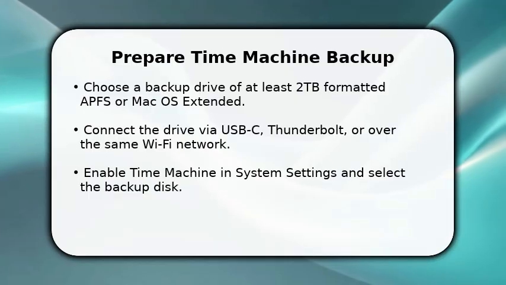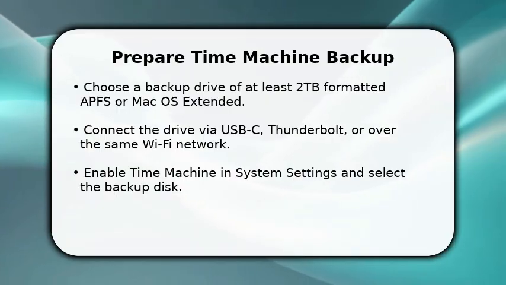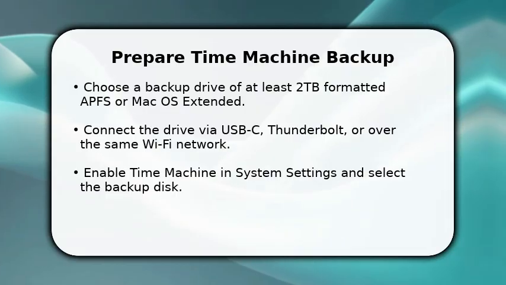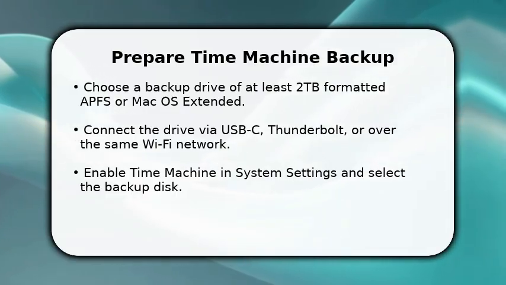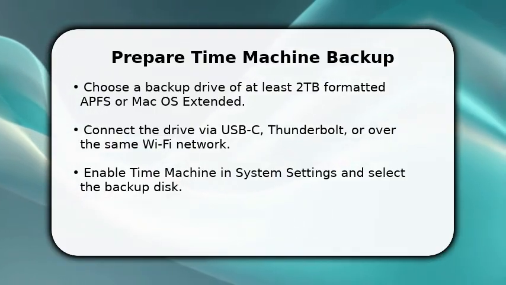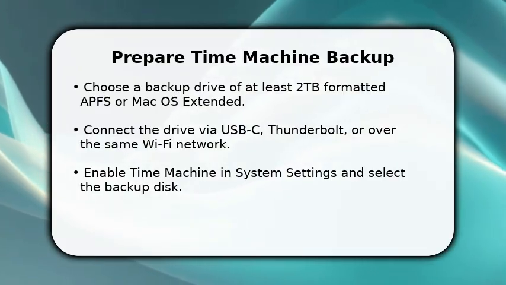Start by choosing a backup drive of at least 2 TB formatted APFS or macOS Extended. Connect the drive using USB-C, Thunderbolt, or by joining the same Wi-Fi network as your Mac. Open System Settings and click Time Machine to enable backups. Click Select Disk and choose the connected drive.